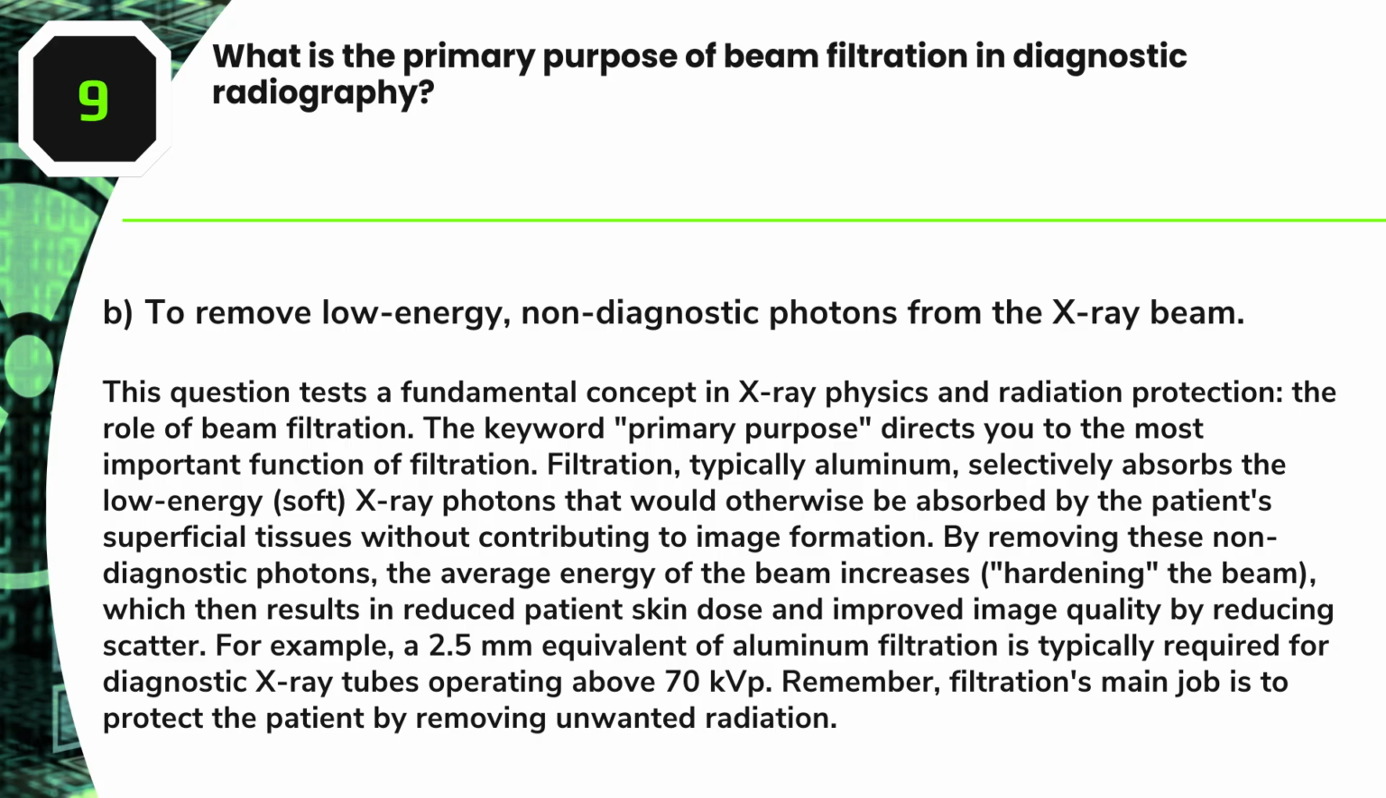By removing these non-diagnostic photons, the average energy of the beam increases, hardening the beam, which then results in reduced patient skin dose and improved image quality by reducing scatter. For example, a 2.5 mm equivalent of aluminum filtration is typically required for diagnostic X-ray tubes operating above 70 kVp. Remember, filtration's main job is to protect the patient by removing unwanted radiation.